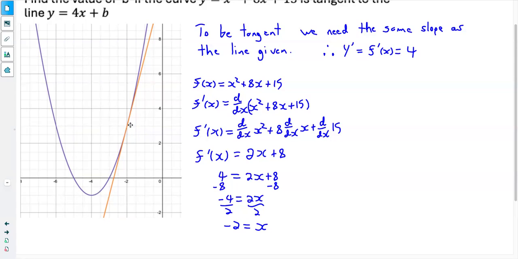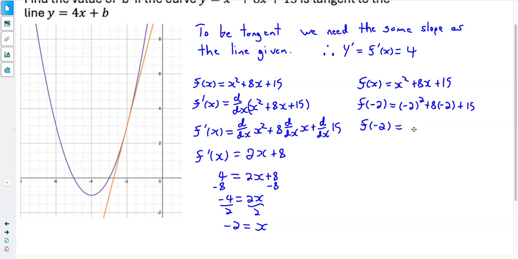We are then going to find the y value of this tangent point. So to do that, we'll just put it back into this original function. So if we have f of x equals x squared plus 8x plus 15, and we're substituting in negative 2, f of negative 2 would be negative 2 squared plus 8 times negative 2 plus 15. So f of negative 2 is going to be 4 minus 16 plus 15, which would be 3. So therefore, we know our tangent point is negative 2 comma 3.